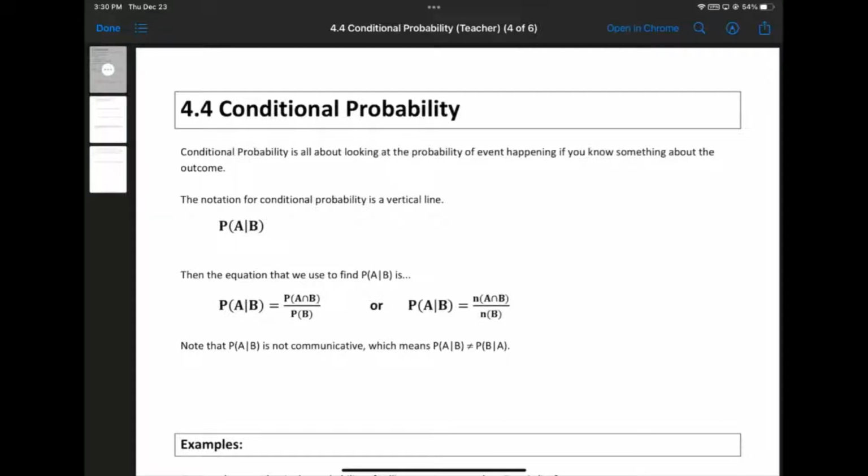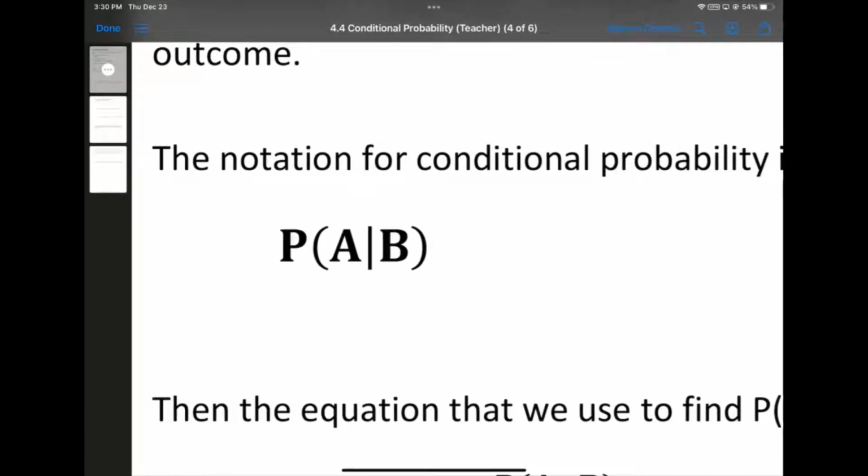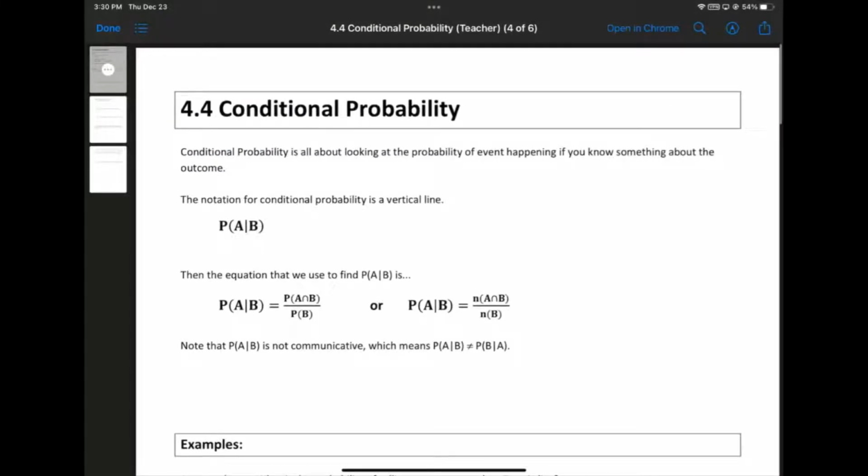What we have here, this notation, we just have a vertical bar. And that vertical bar, we're going to read this as the probability that A occurs given that, this is where the bar comes in, given that B has occurred. So what's the probability that A will occur given that B has occurred?